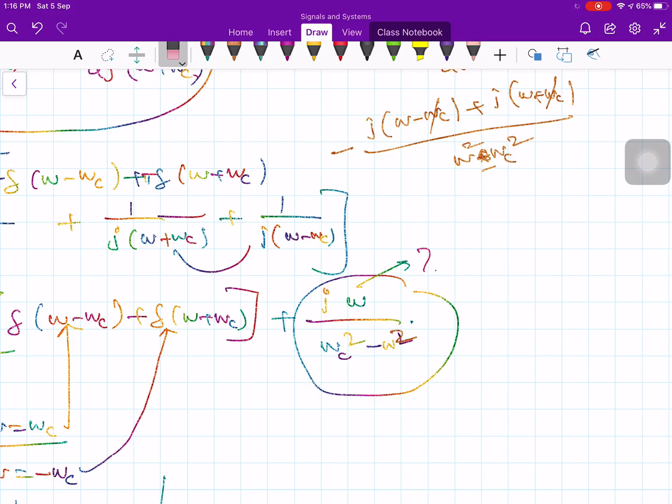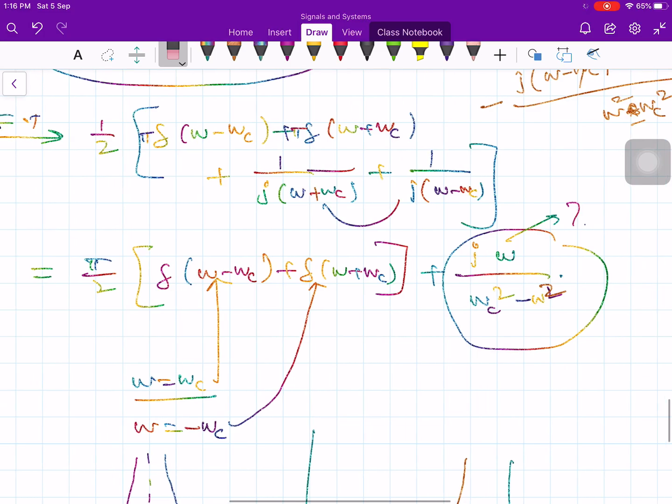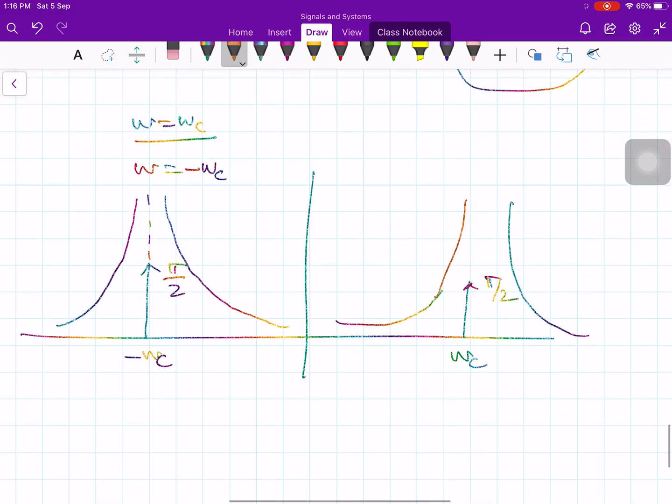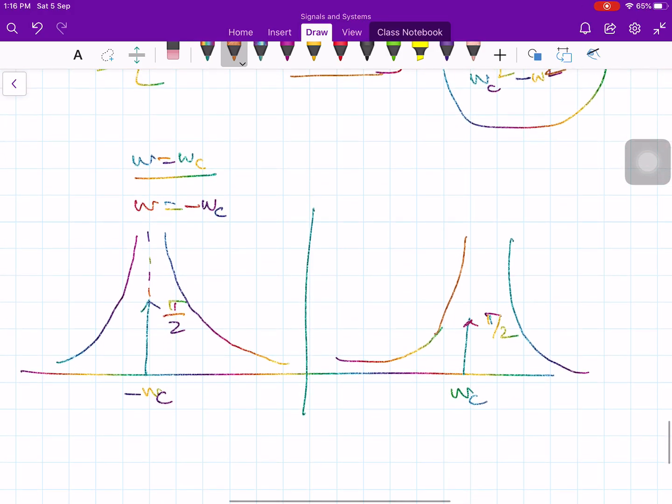Therefore this is correct. So your final expression will be pi by 2 times delta of omega minus omega c plus delta of omega plus omega c, and the whole term is j omega divided by omega c square minus omega squared. So this is correct. There is no 2 term here, that's it. Therefore, you would have spikes at omega equals omega c and omega equals minus omega c.